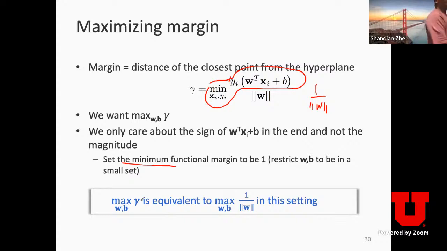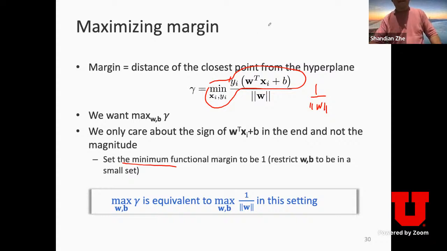So why is this true? Why can we make such a restriction? The number one reason comes from the insight we just discussed. For arbitrary W and B, you can scale it to arbitrary level, and it doesn't change the classifier at all. So now that this holds, why not just restrict the range of W and B such that my minimum function margin is just 1?